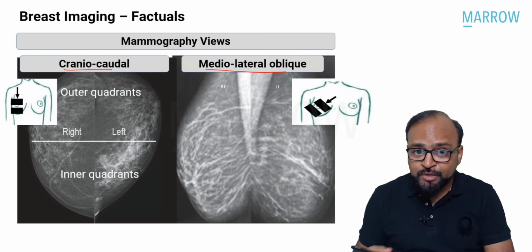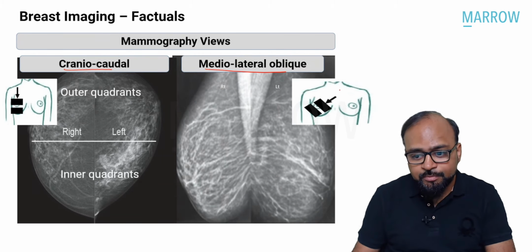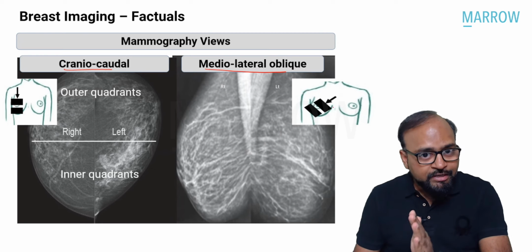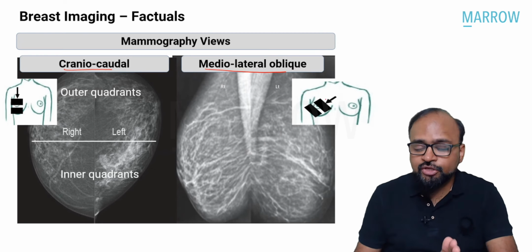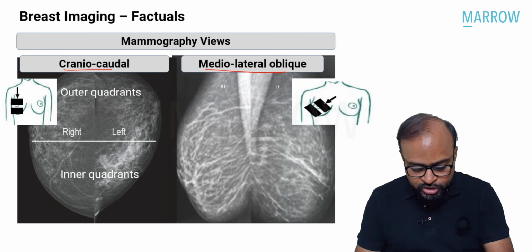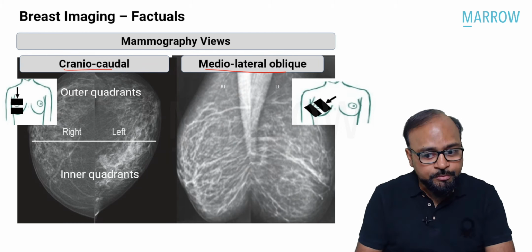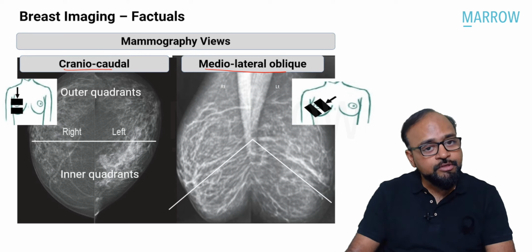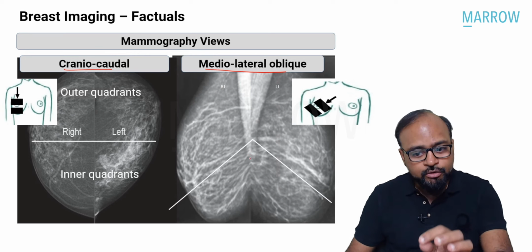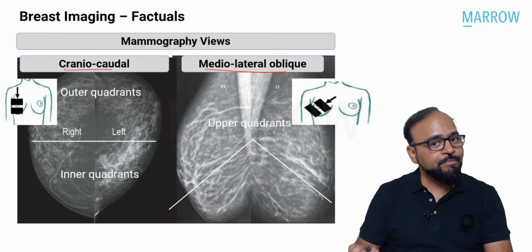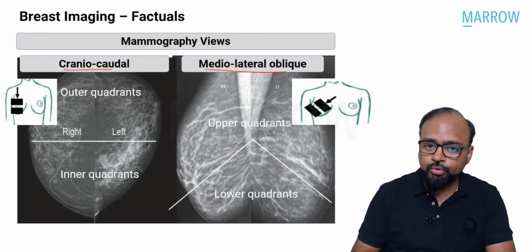The other view is the mediolateral oblique, where the X-ray beam is directed from superomedial to inferolateral direction, and the compression is applied as shown in this image. It helps us better visualize the upper and outer quadrants. Remember, if we draw a line from the end part of the pectoralis muscle to the nipple, the part above it is the upper quadrant, the part lower is the lower quadrant, right?